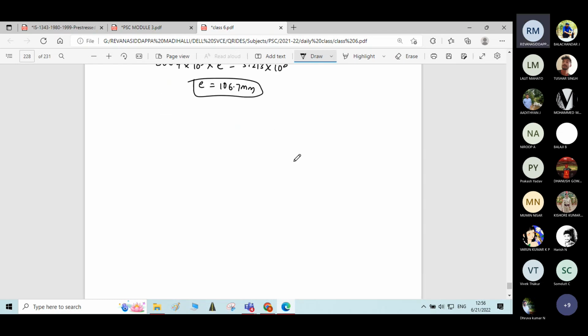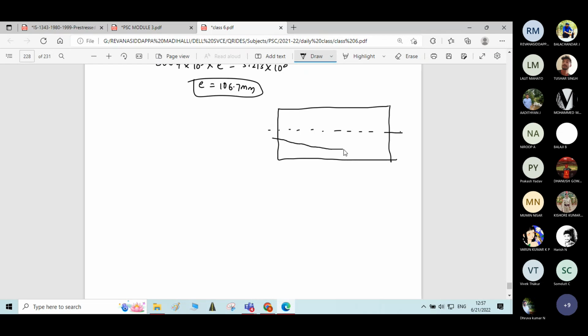What is eccentricity? Let me read the diagram. Okay, so this is the eccentricity we got. E is equal to how much we got? 106.7 millimeter. Okay, overall depth of the beam is 380 mm. So depth of neutral axis will be 190 mm.